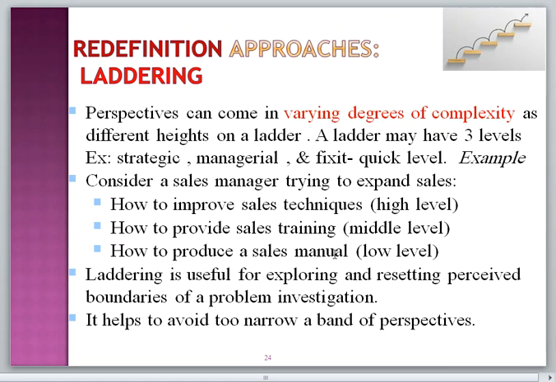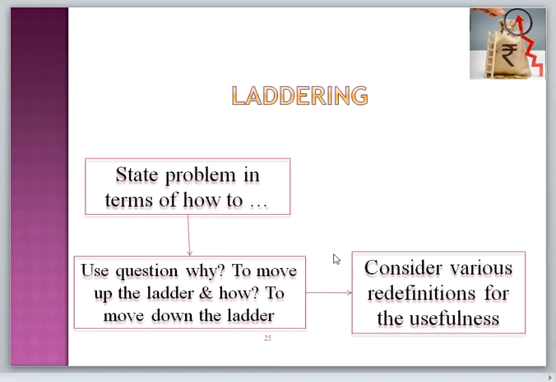So laddering is good in the sense that it helps us limit the problem or expand it, to make sure it's not too wide or too narrow. We investigate that using the laddering technique. Here we have a diagram that summarizes this: state the problem in terms of how, and then use the question why to go up and how to go down.